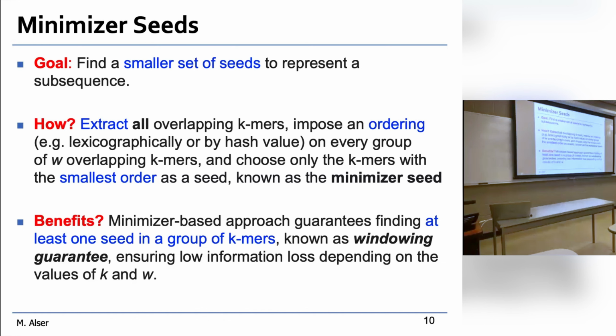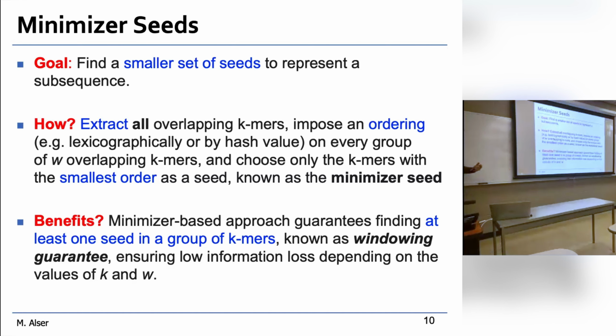And I'm still maintaining the exact same thing we discussed about overlapping seeds, okay? So I have overlapping seeds, and I group them into groups. Each has W overlapping k-mers, and then out of that group, I'm going to choose something. Out of that group, I'm going to choose something.